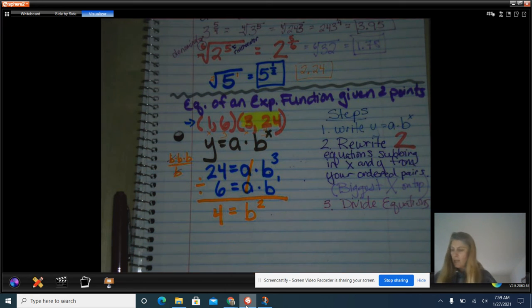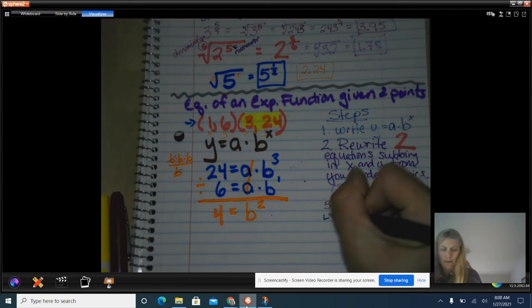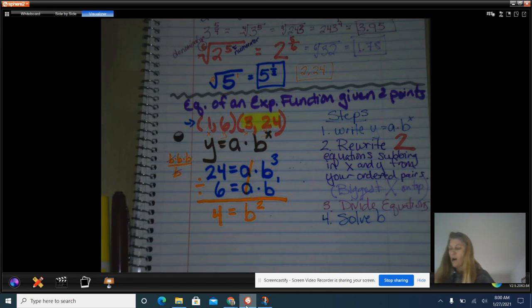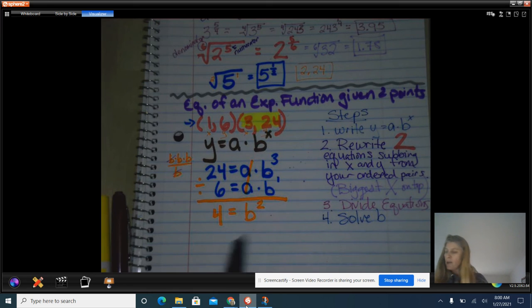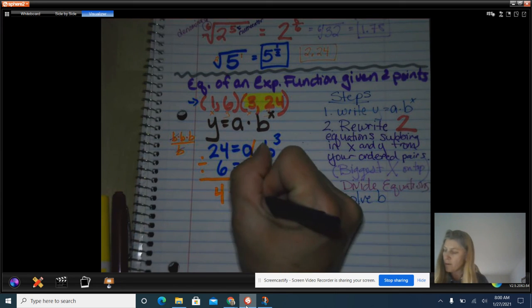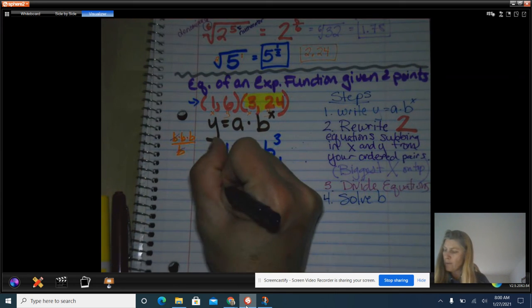Step number 4, solve for b. So just like our elimination method for lines, what we're doing here is we're eliminating one of the variables, in this case our a, so that we have only one variable remaining. So now we're going to go ahead and solve for b squared. Now the way that we undo a b squared is we do the opposite of squaring, which is a square root. So we're going to take a square root of both sides.